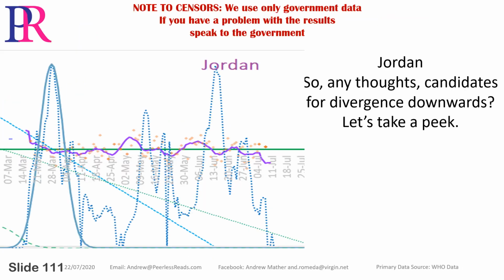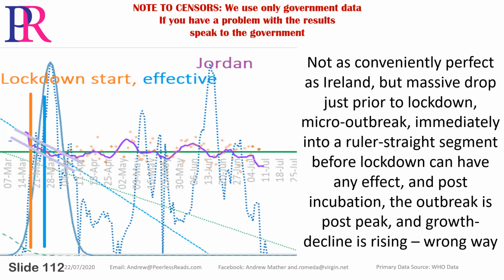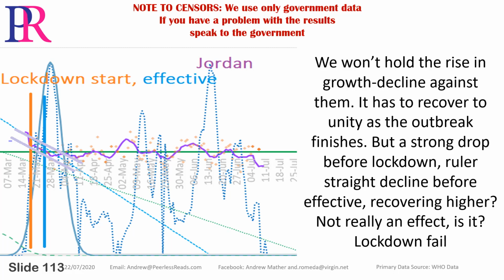So any thoughts, candidates via divergence downwards? Let's take a peek. Not as conveniently perfect as Ireland, but a massive drop just prior to lockdown. Micro outbreak immediately into a ruler straight segment before lockdown can have any effect, and post incubation the outbreak is post peak and growth decline is rising the wrong way. We won't hold the rising growth decline against them, it has to recover to unity as the outbreak finishes. But a strong drop before lockdown, ruler straight decline before effective, recovering higher.